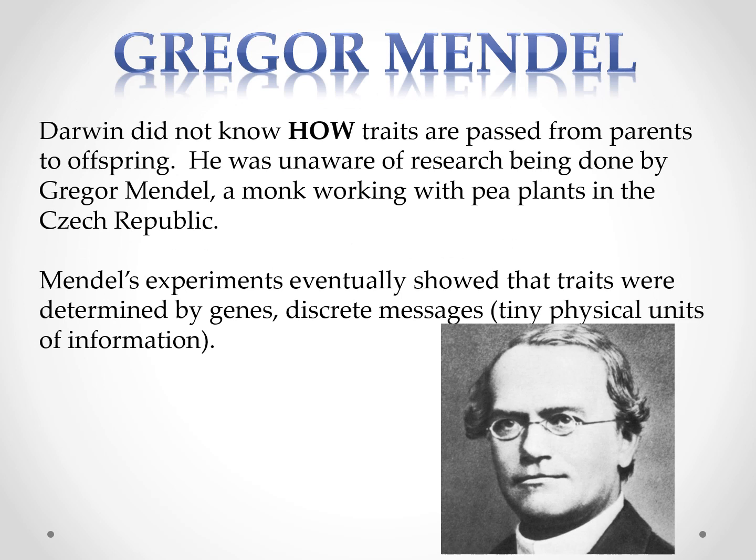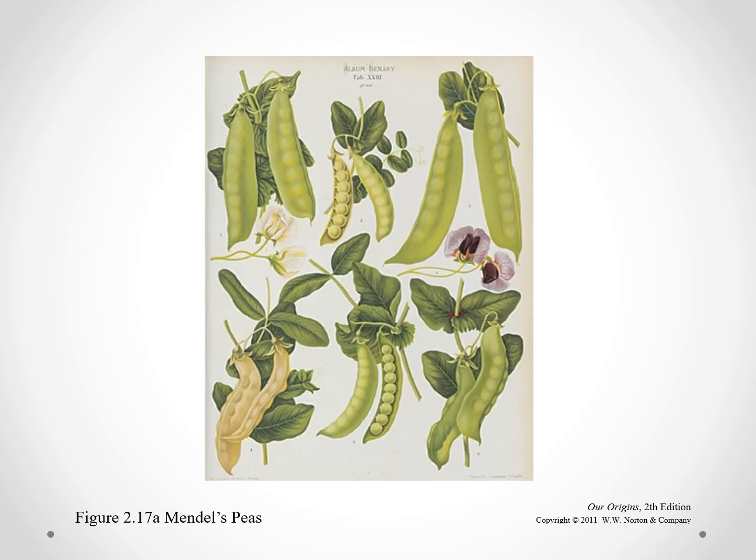So this all wasn't counting the work that was done by Gregor Mendel, right? Darwin did not know how traits were passed from parents to offspring. He was completely unaware of the research being done by Gregor Mendel, a monk who was working with pea plants in the Czech Republic, right? Mendel's experiments eventually showed that traits were determined by genes, or these tiny discrete physical units of information that are passed from one generation to the next in both plants and animals.